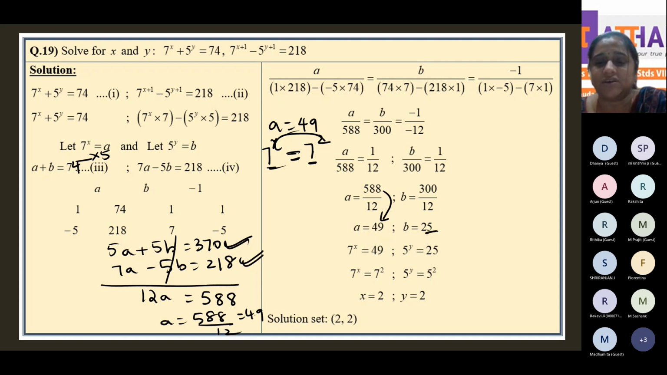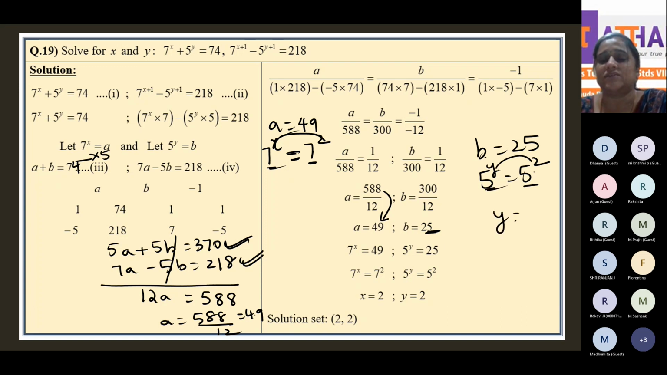And so B, I can see here, B is 25. When you substitute A, you'll get B as 25. But what is B? B is nothing but 5 to the power Y, that's equal to 5 square. So bases are same. When you equate the powers, you get Y is equal to 2.